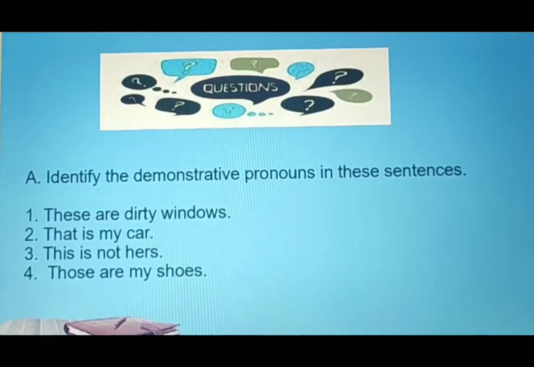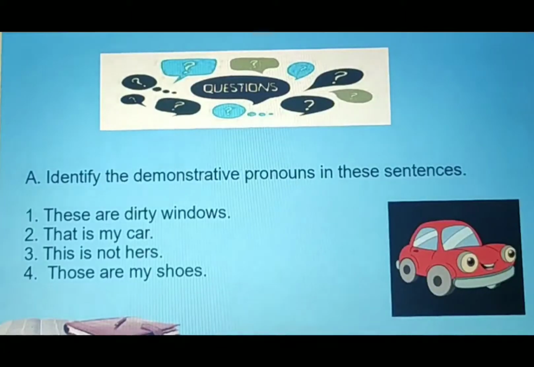Now let's look at some questions. The first question is, identify the demonstrative pronouns in these sentences. Do you remember what a demonstrative pronoun is? Yes, it points out at something. First one, these are dirty windows. Which is the demonstrative pronoun here? Right, these is the demonstrative pronoun, because these is pointing out at the windows that are dirty.